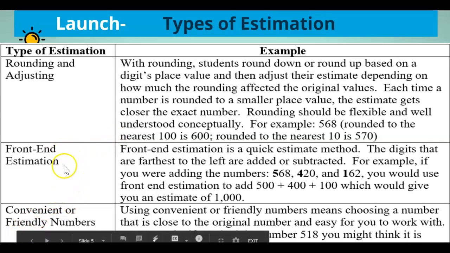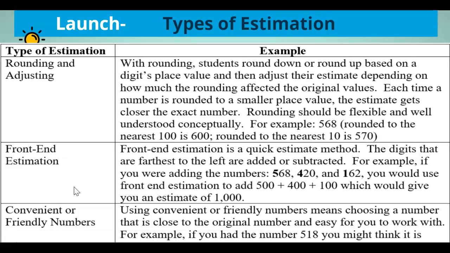So our next type of estimation is convenient or friendly numbers. When you use convenient or friendly numbers, what you're really doing is choosing a number that is convenient and close to the original number, and it's easy for you to work with.